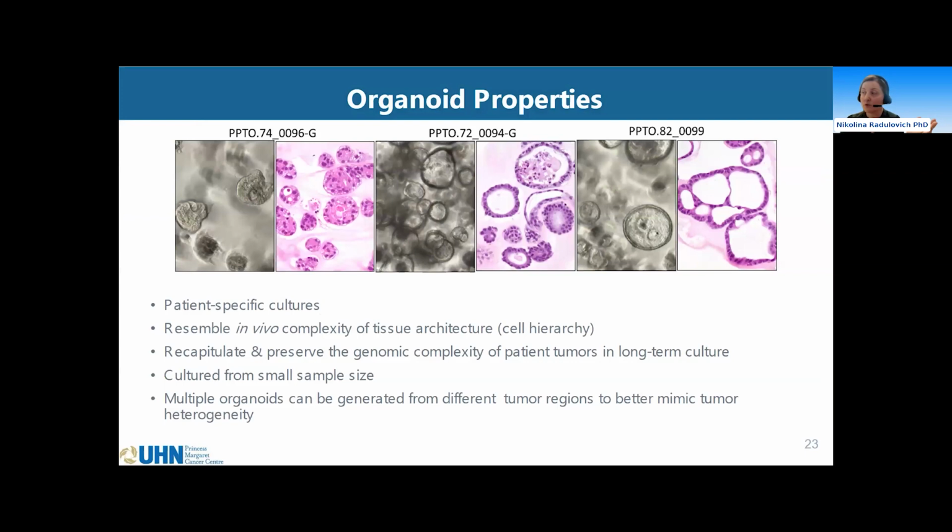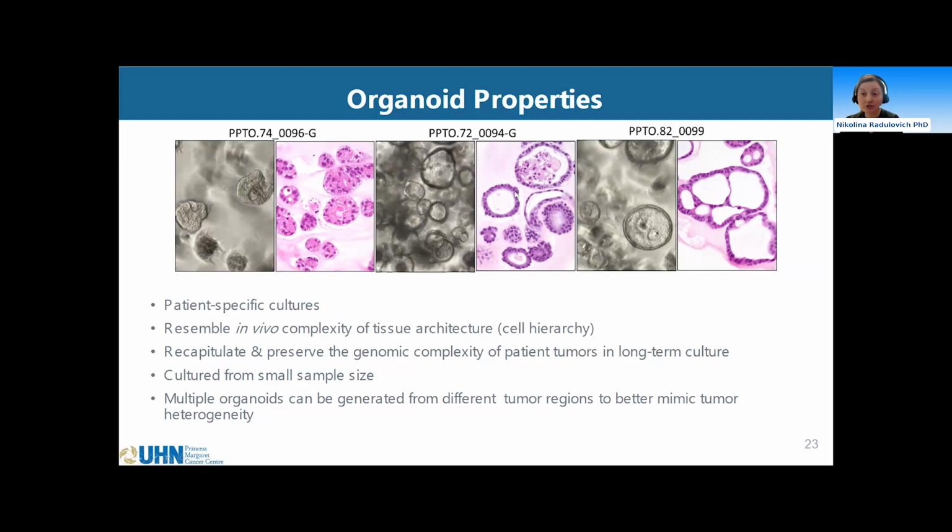So when we looked at these organoids, the properties, they're really patient-specific cultures. They resemble in vivo complexity of tissue architecture. So the cell hierarchy, you can see some of the organoids here. These are just your bright field images, and these are H&E histology images. So you can see that there's definitely polarity in these organoids.